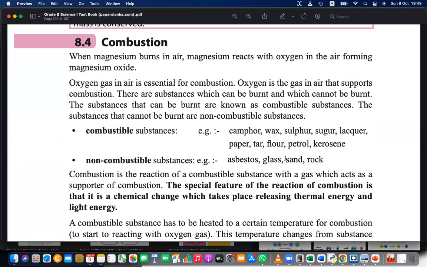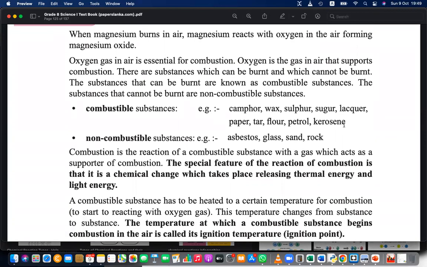Examples: camphor, wax, sulfur, sugar, lacquer, even liquor, paper, tar, flour, petrol, kerosene. When these things react, they will burn, they will combust. So we call them combustible substances. But asbestos, glass, sand, rock are non-combustible. That means if you try to burn them, if you try to apply heat, they still will not react with oxygen.